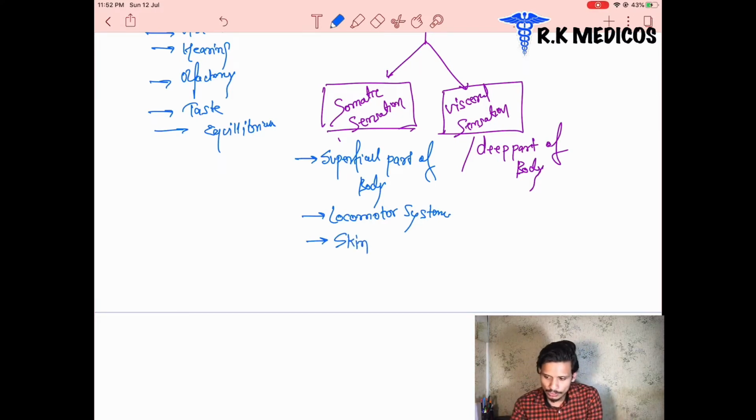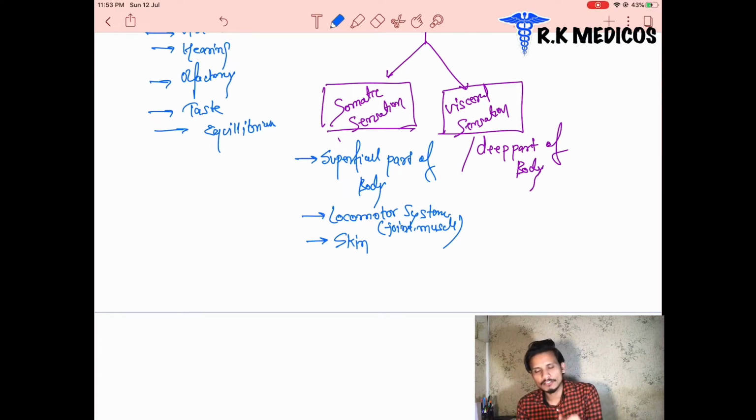In the locomotor system, we can see there are joints and muscles. They are present in the locomotor system. They are helpful in movement. So they are part of the locomotor system, and they are the somatic part of our body.